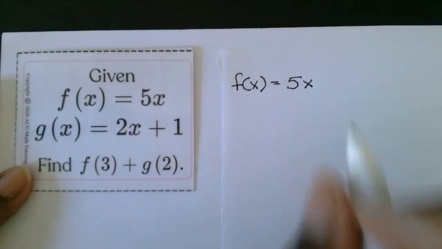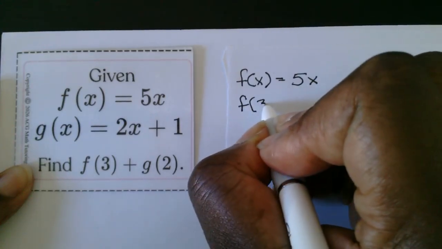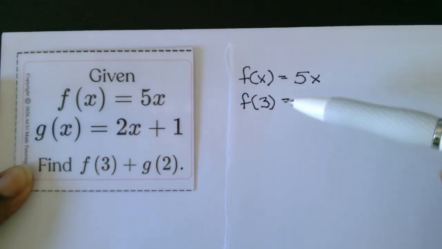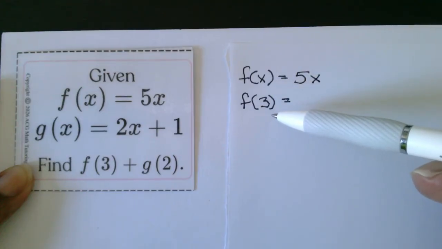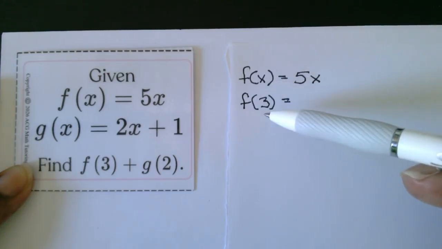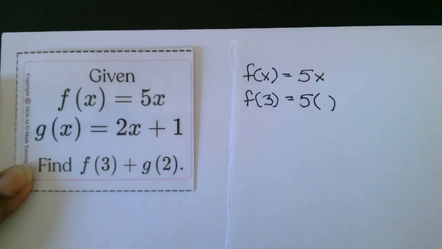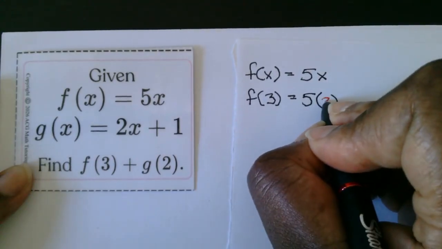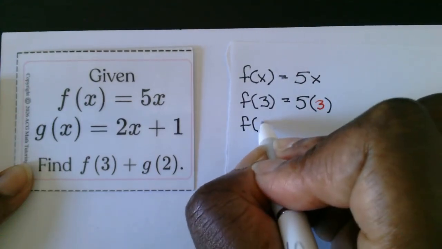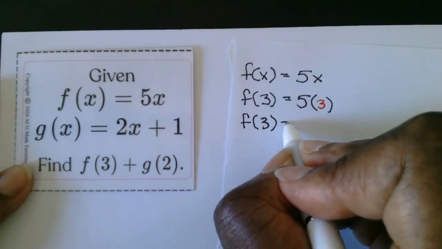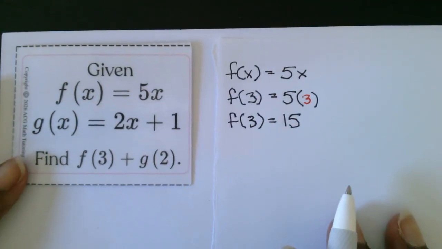Okay. So we have f of x, and they want us to find the f of 3. Notice the 3 and the x are in the same spot. So that's telling me that wherever I see an x, I'm going to substitute a 3. So that means the f of 3 is equal to 15. Okay, we're good with that.